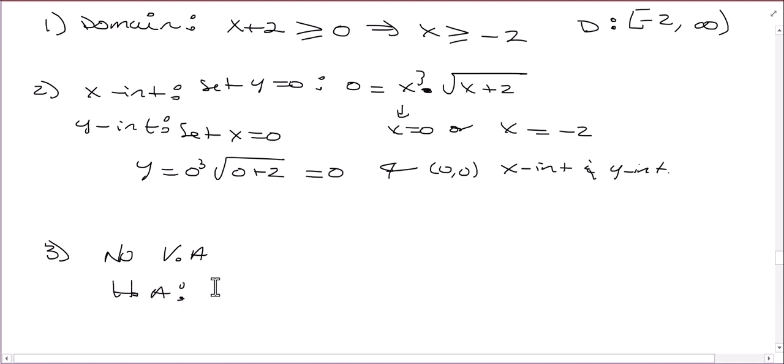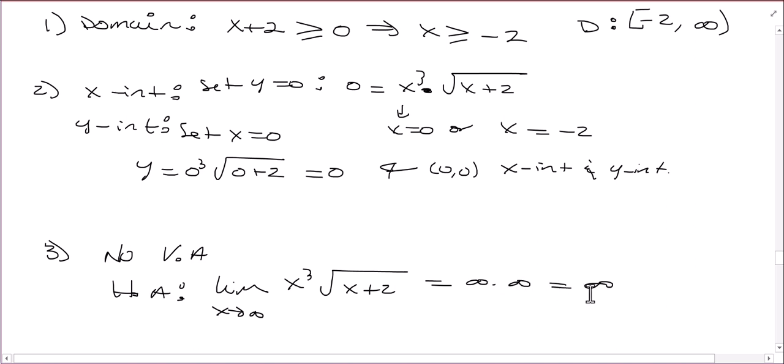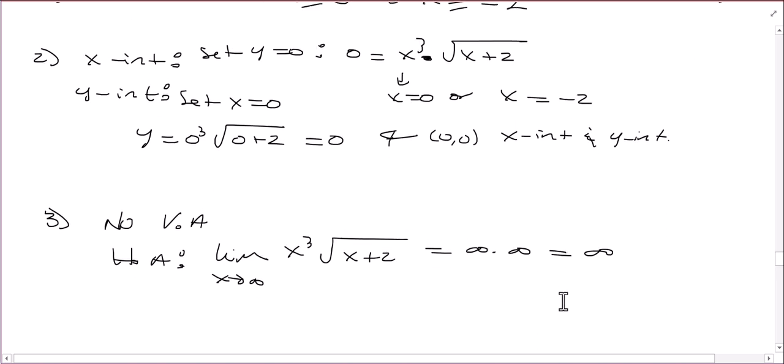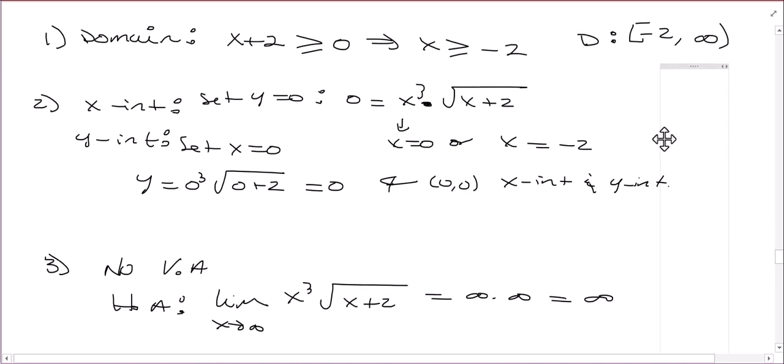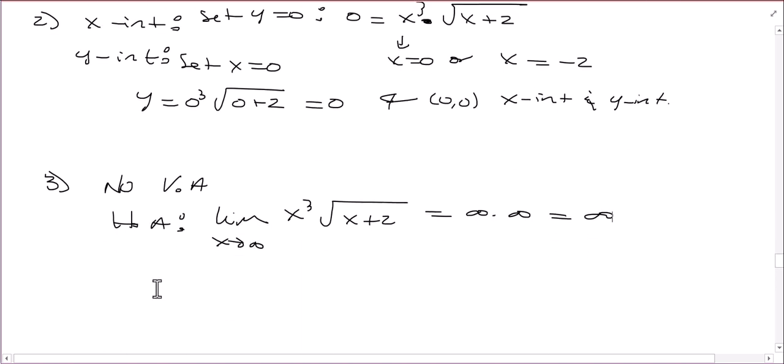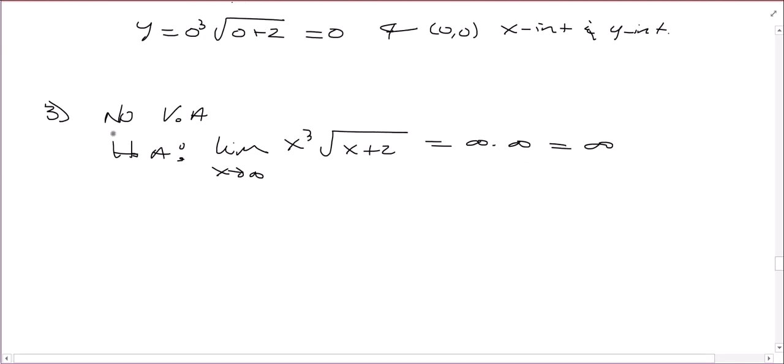For horizontal asymptotes, we take the limit as x goes to infinity of the function. So x cubed times the square root of x plus 2, which as x goes to infinity, you have the form infinity times infinity, which is just infinity. And we can't go to negative infinity because that's not in our domain. Our domain starts when x equals negative 2, so from negative 2 to infinity. Taking the limit as x goes to negative infinity doesn't make sense because it's not in the domain. So no vertical asymptotes, no horizontal asymptotes, no slanted asymptotes.